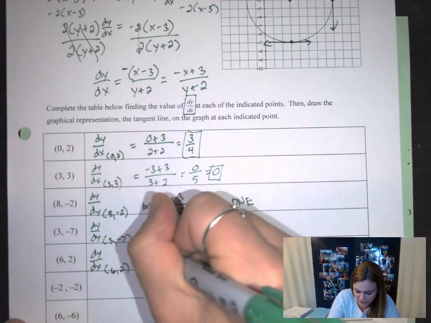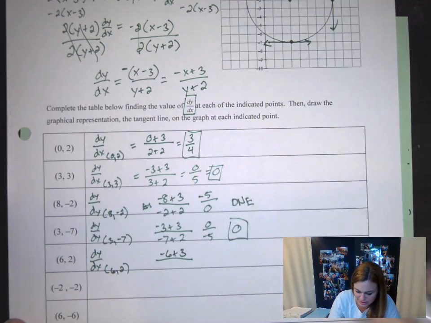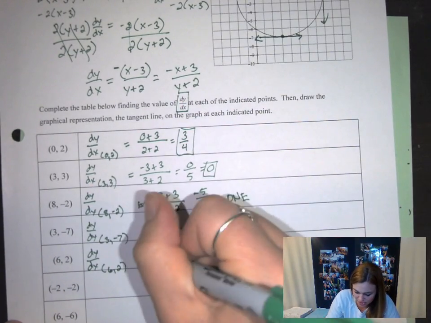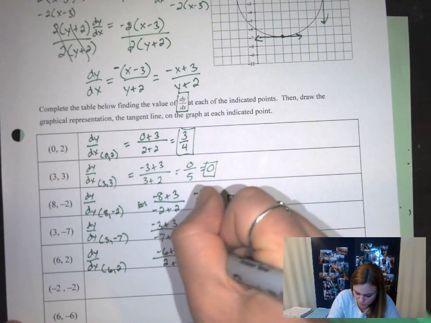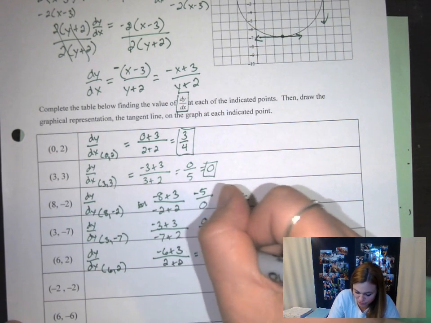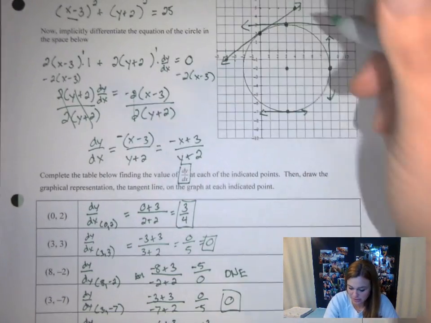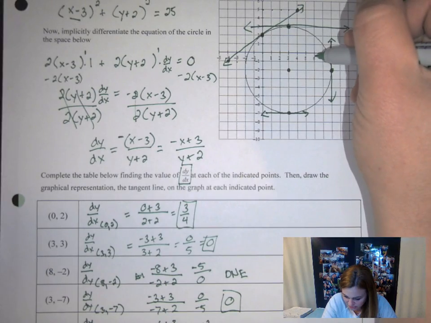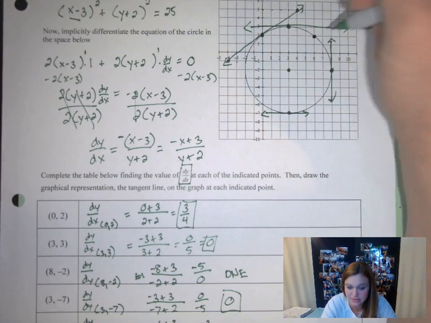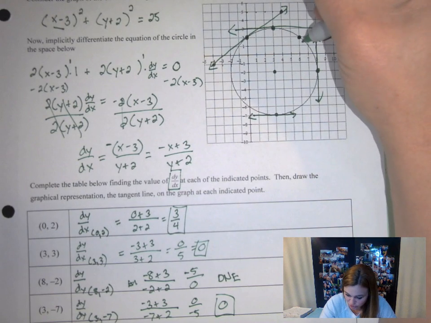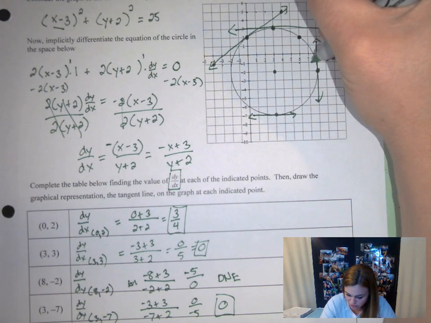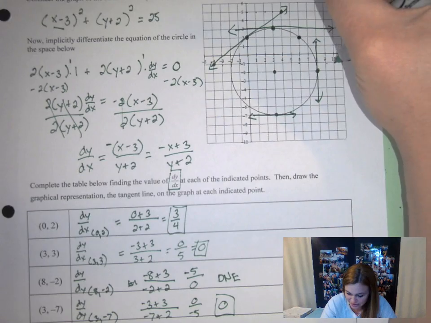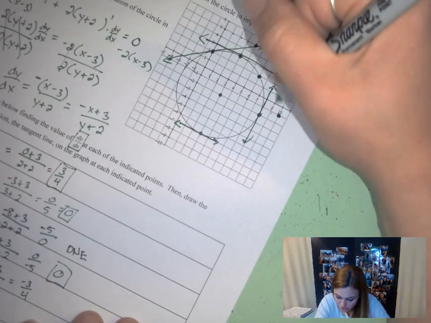I feel like you've got this, but we're going to keep going because I don't want to leave blank spaces. Negative 6 plus 3, 2 plus 2. That would give me negative 3/4. Okay, let's do this. So 6, what do we say? Oh, 6, 2. I almost went to 6, negative 2. Negative 3/4, I go down 1, 2, 3. Right, 1, 2, 3, 4, because I'm just doing rise over run.